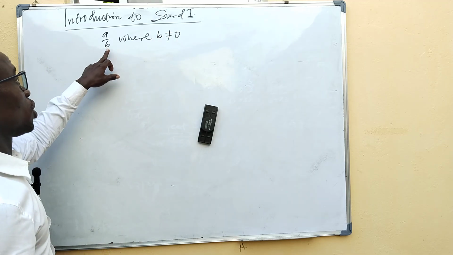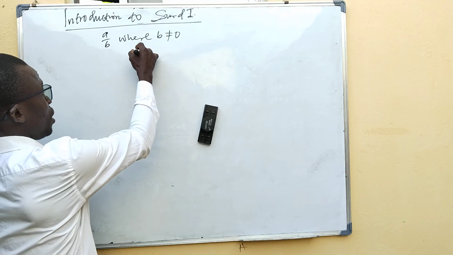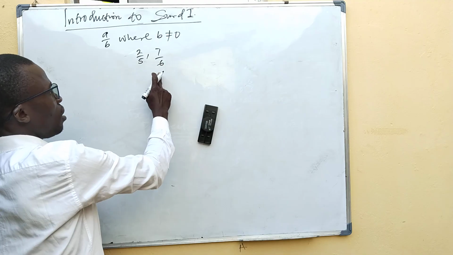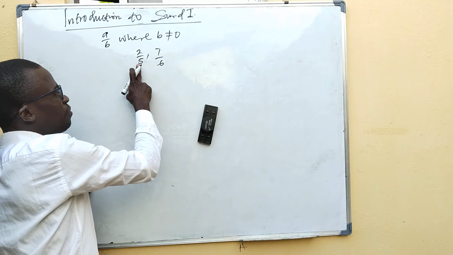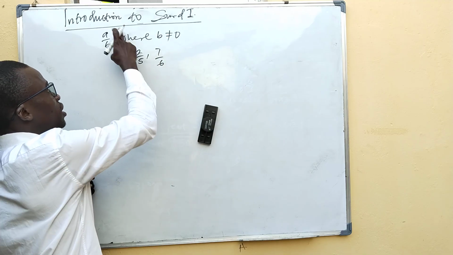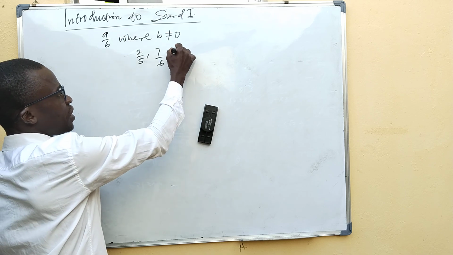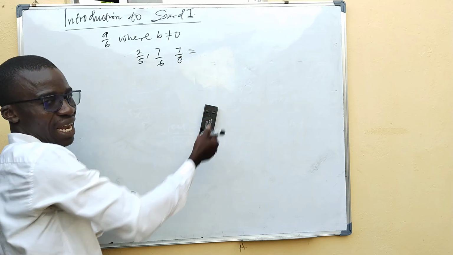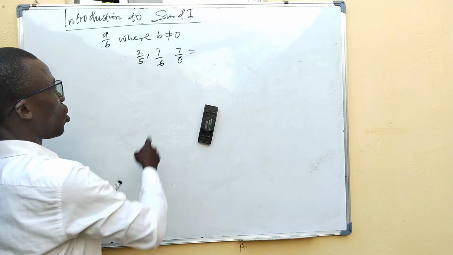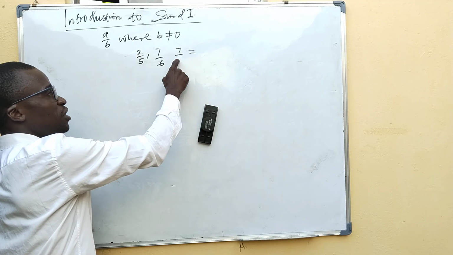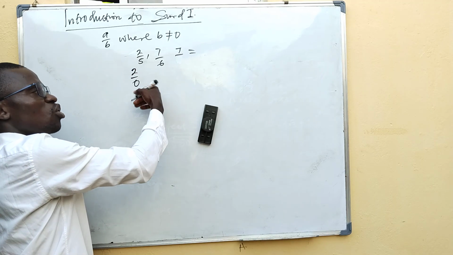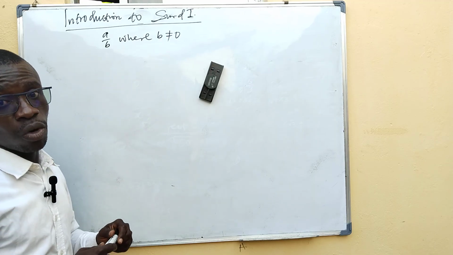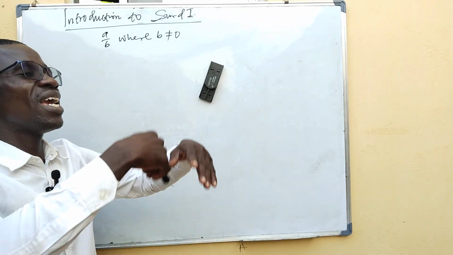Because b can be anything, like this a over b can be like 2 over 5, 7 over 6. But what we are saying is that b cannot be 0, where 5 and 6 are representing b, and 2 and 7 are representing a. If I have 7 over 0, this automatically becomes undefined. So the value of b here cannot be 0. If I have 2 over 0, it will also be undefined. So you should avoid anything whose denominator will lead you to 0. But the denominator can be 1, 2, 3, or any number.